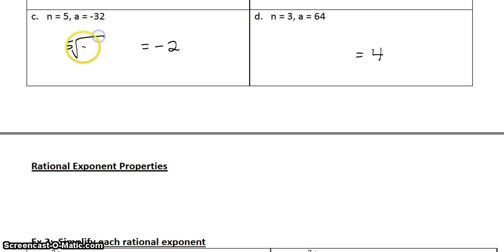For C, it's an odd root. There's just one root then. And for D, it's an odd index. And so I only have one root. For C, I meant to say that it's an odd index.